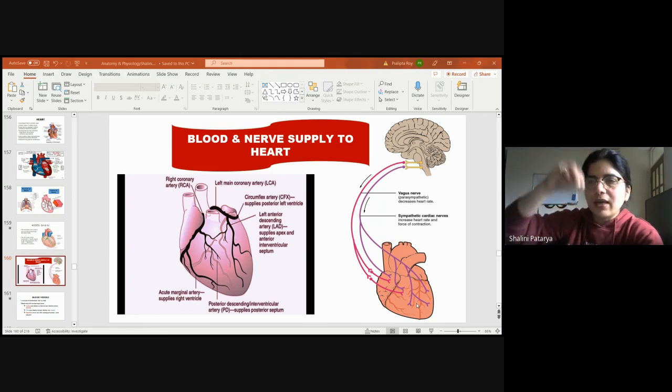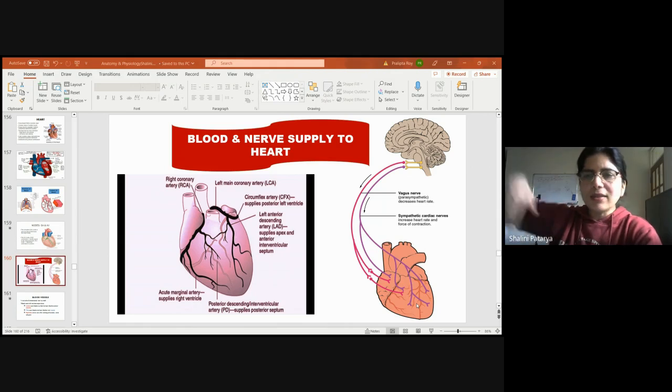The sinoatrial node is there, then the atrioventricular node, then here the contraction muscles are there. Just understand a little bit about the layers which are protecting your heart, only this much.